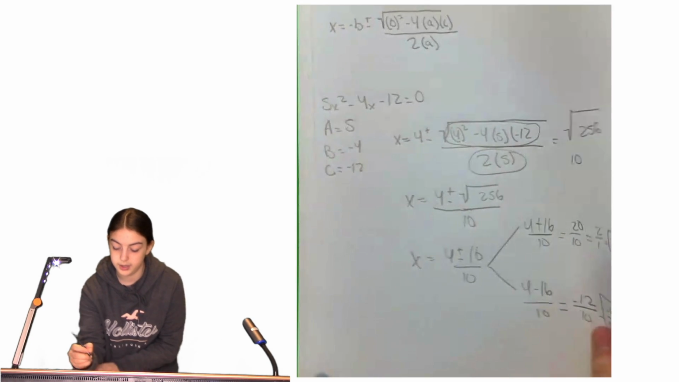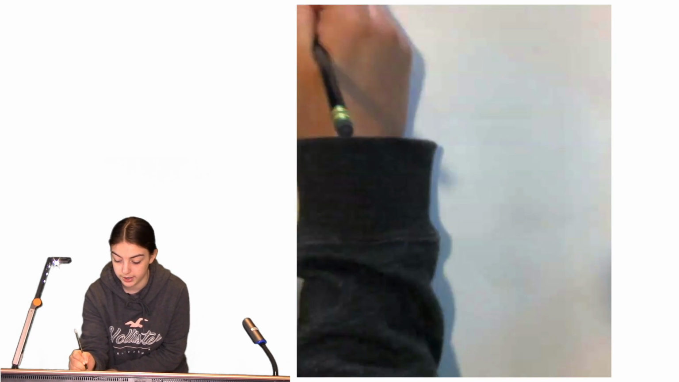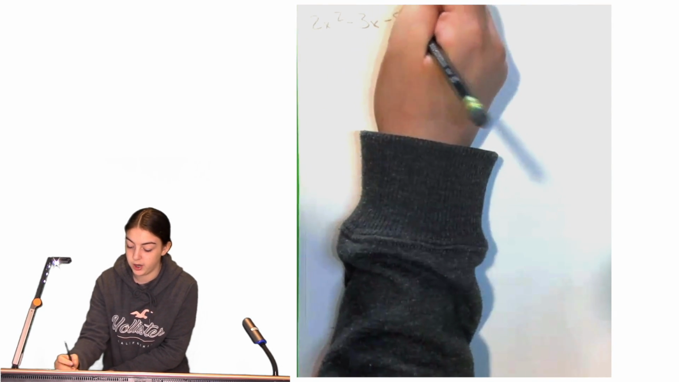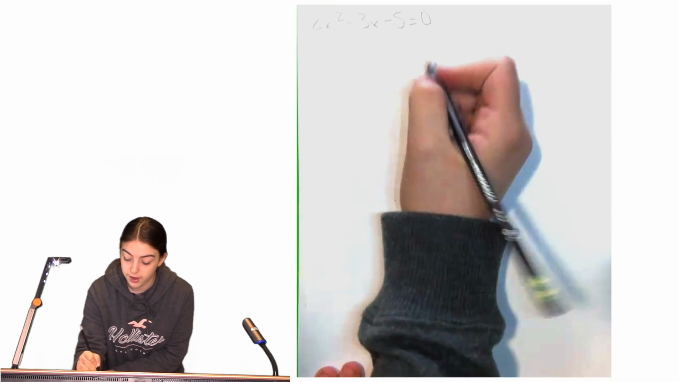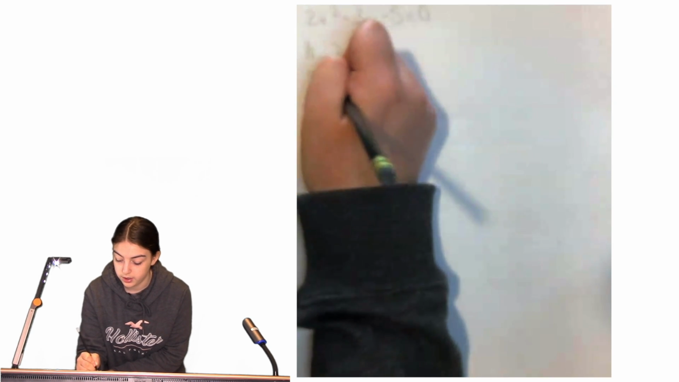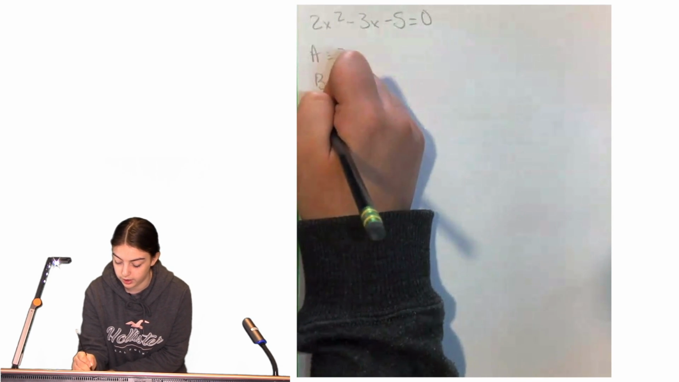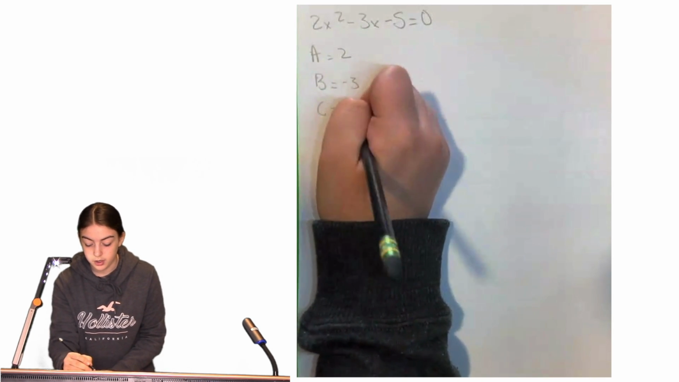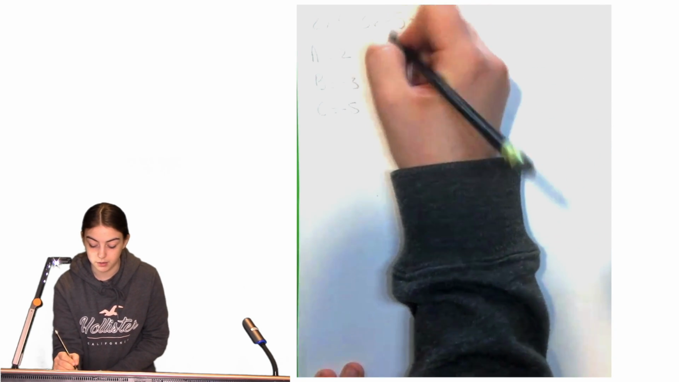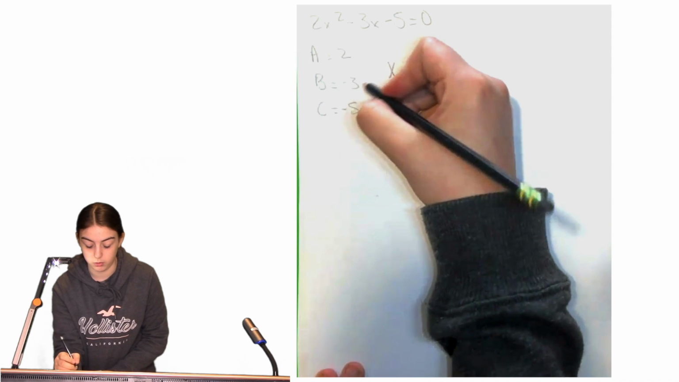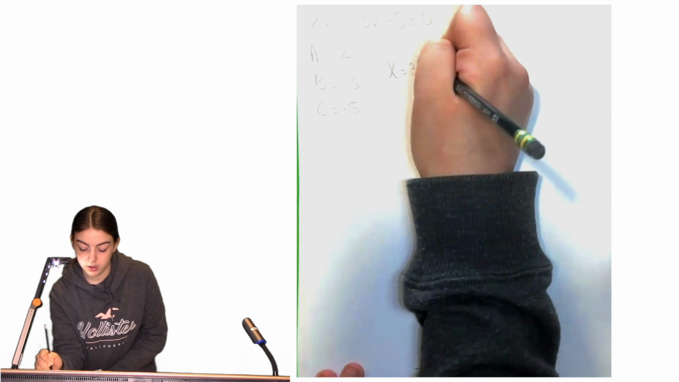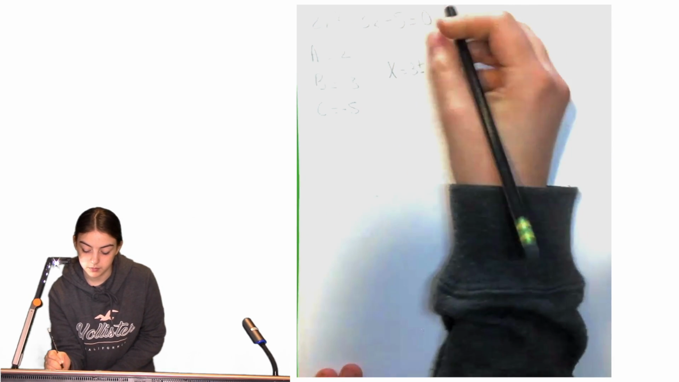Problem 2 is 2x to the second minus 3x minus 5 equals 0. Now we gotta find our a, b, and c for our formula. So a equals 2, b equals negative 3, and c equals negative 5. In this problem, b is negative 3 again, so in the formula it will be a positive b because a negative and a negative equal a positive. So it will be 3 plus or minus the square root of 3 to the second minus 4.